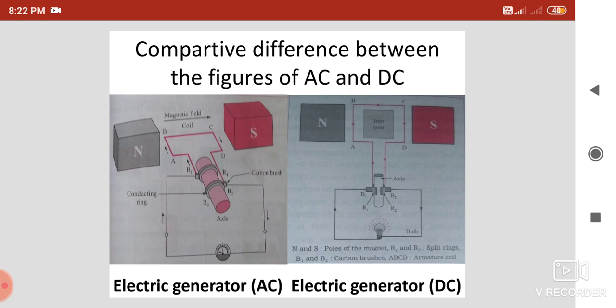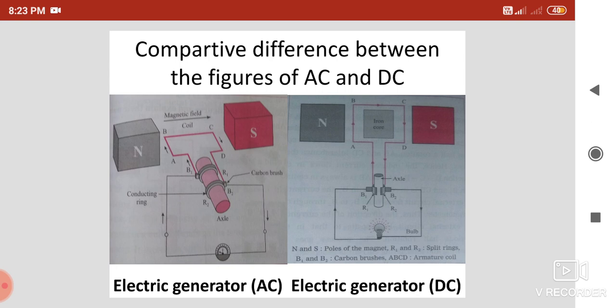So in the direct current generator, both the ends of the frame, that is the wire ABCD, are connected to the ring. So here the current does not change. It flows only in one direction in case of the DC generator.